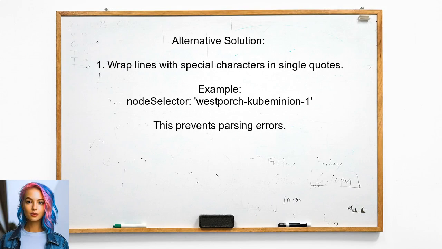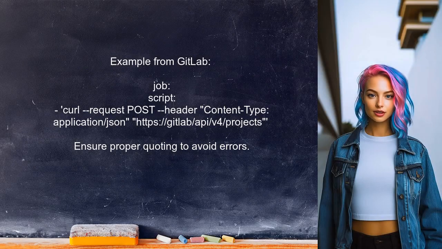This user suggests that when using special characters like colons in YAML, you should wrap the entire line in single quotes. This helps the YAML parser interpret the text correctly as a string. They also provide an example from GitLab documentation showing how to properly format script commands that contain colons. If the command already uses single quotes, switch to double quotes.